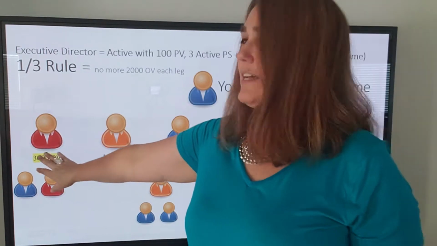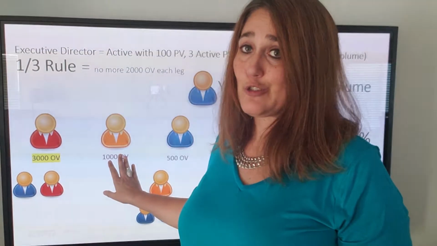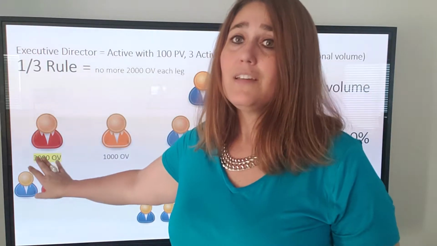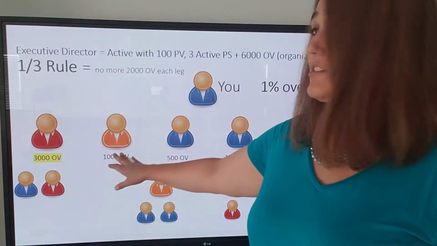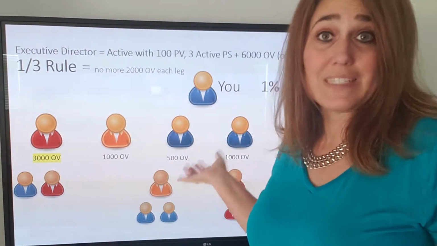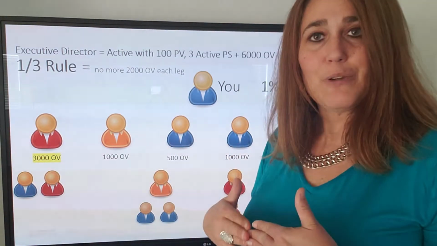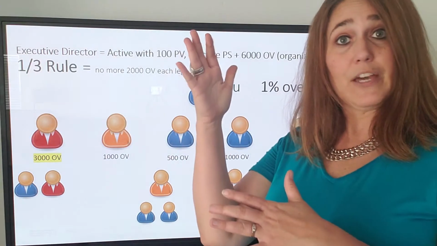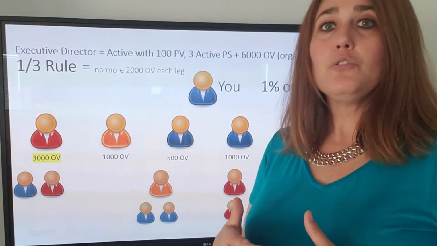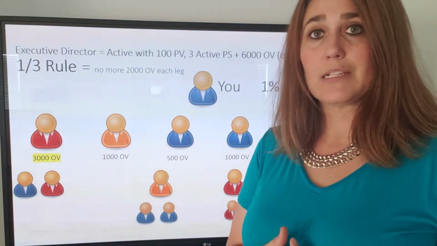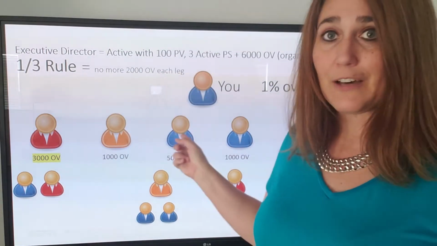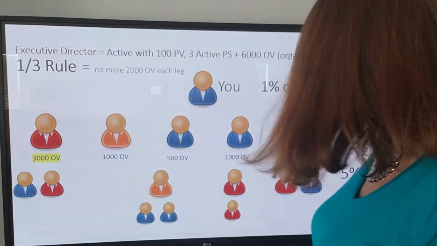Now, if this person has 3,000 and this person has 2,000, and so you're only using 2,000 of this one, and then you have the 2,000 from here, so then you equal 7,000, then you have that 6,000 PV and you're good. Now, if that happens, you have 7,000 PV overall. Even though you can only use 6,000 to become an executive director, you still get 1% over the whole 7,000 OV. So that's a pretty good deal.